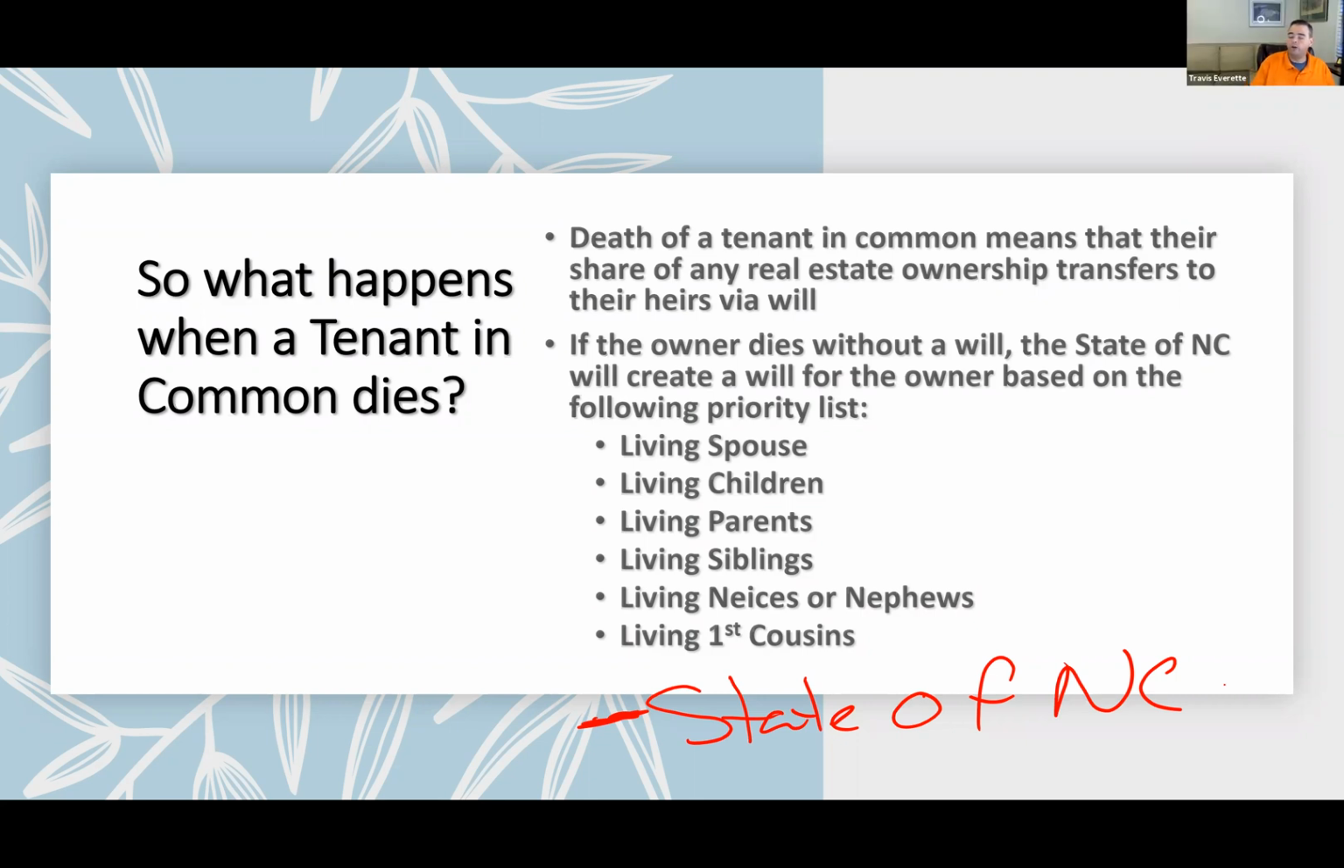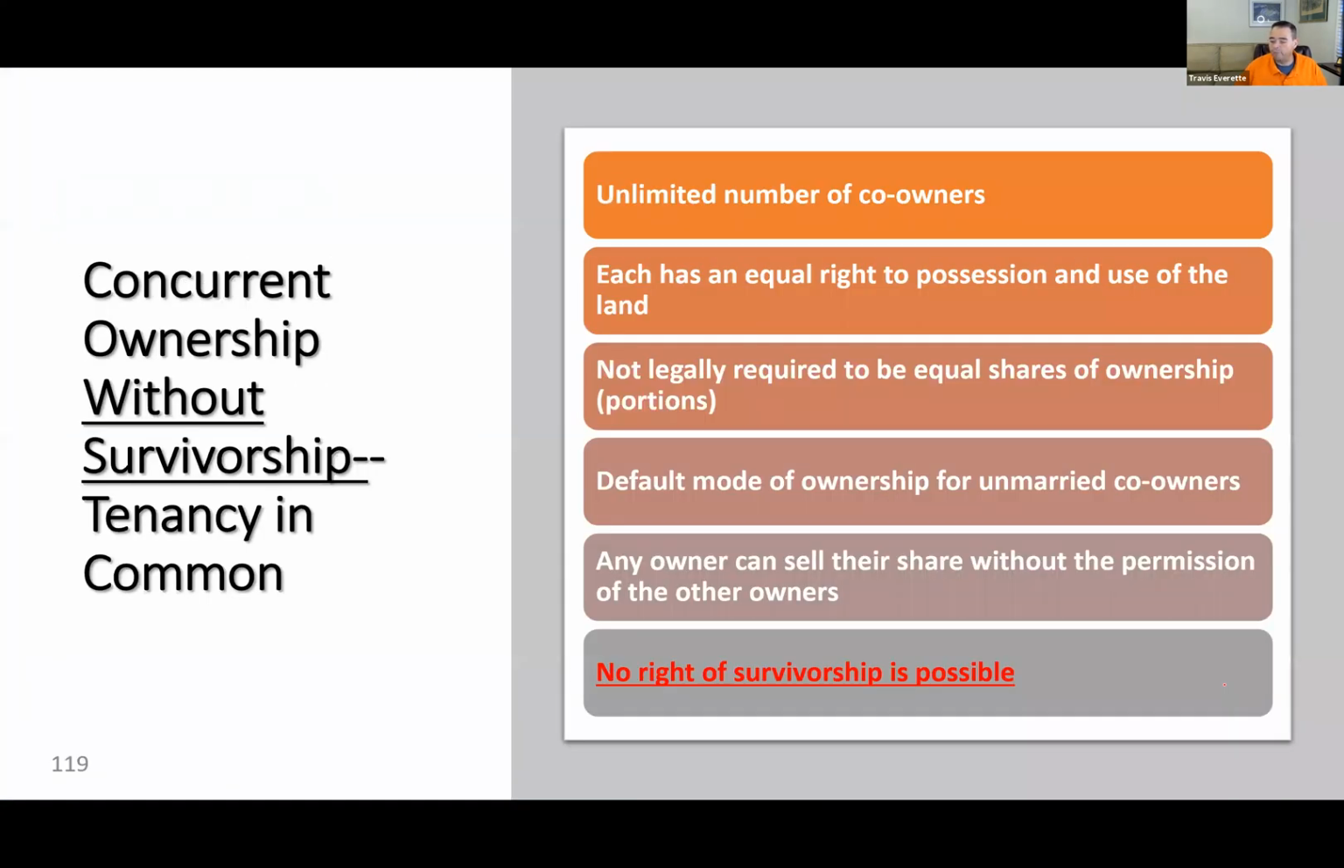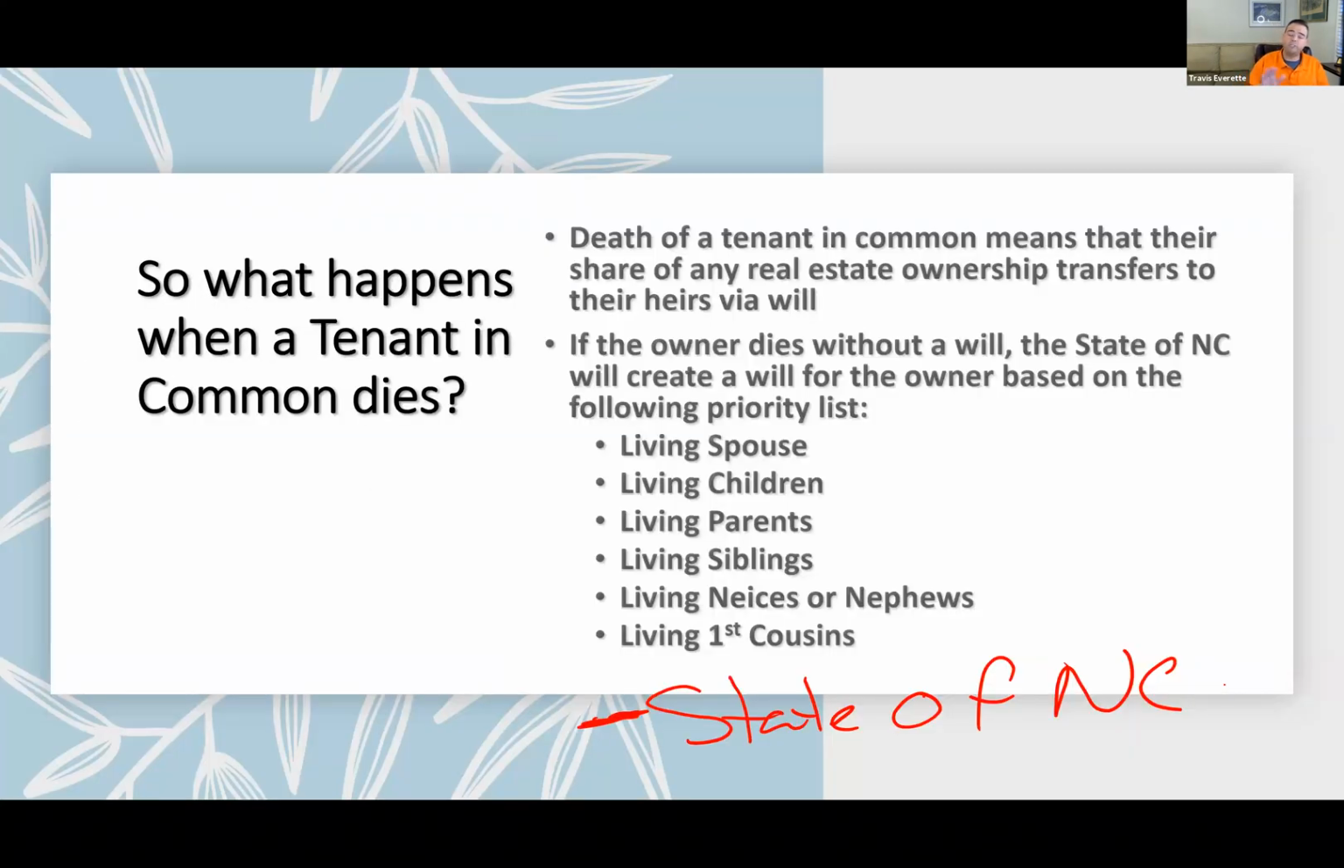And so, when you get to this, it can get to be very petty. And that's why people should die with a will, because that way you follow their wishes rather than the state setting up this list for you. So anytime on the test you're asked about tenants in common dying, what's your answer going to be? Their share goes to their what? Heirs. Anytime you're asked about a joint tenant dying, what's your answer? Survivorship.